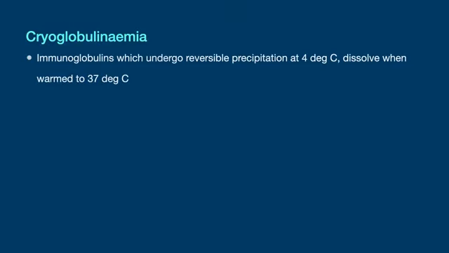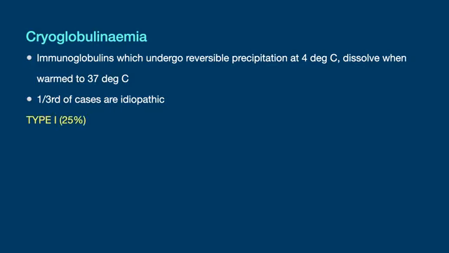Immunoglobulins which undergo reversible precipitation at 4 degrees and dissolve when warmed to 37 degrees are called cryoglobulins. One third of cases are idiopathic. There are 3 types of cryoglobulinemia.